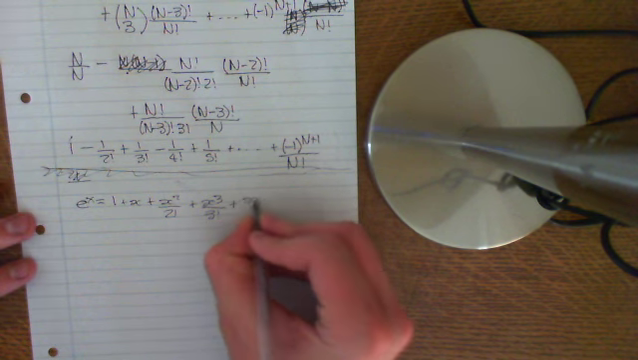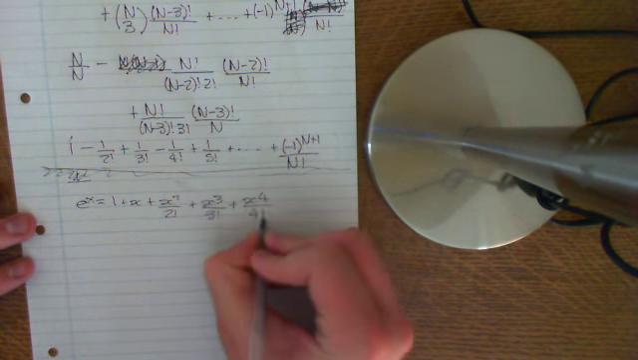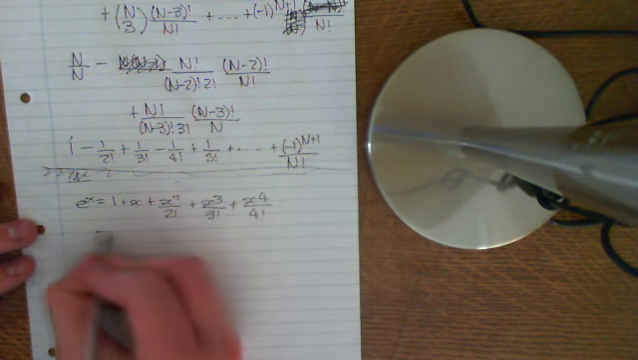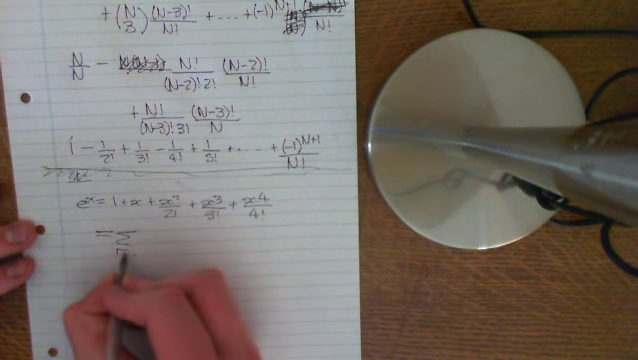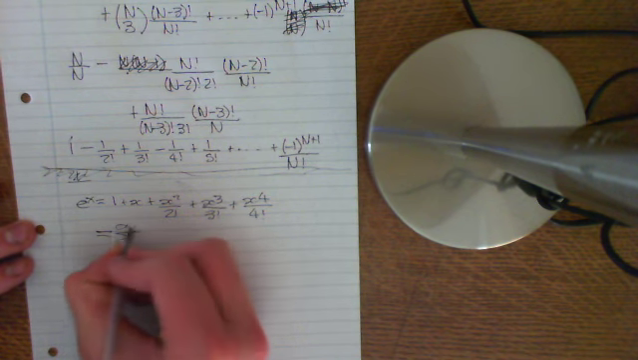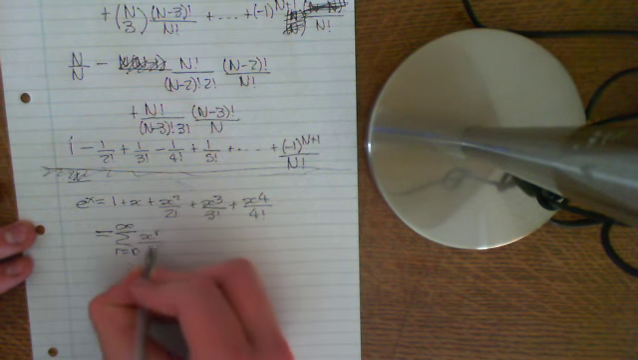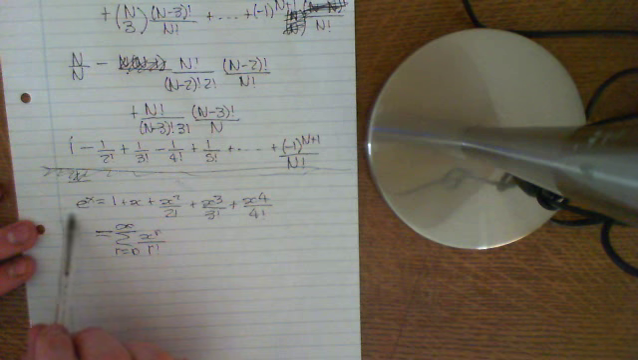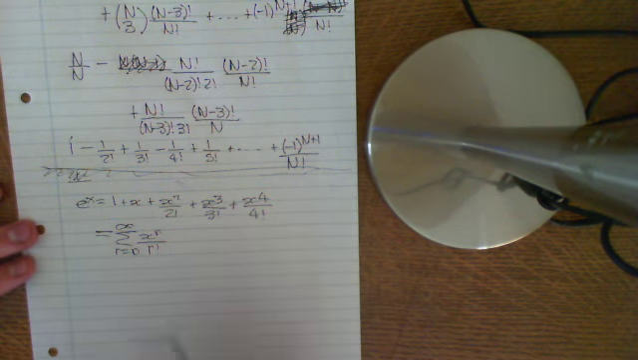Plus x to the 4 over 4 factorial, and then it goes on and on and on, for instance. So it's actually the sum from r equals 0 to infinity of x to the r over r factorial, so the limit of the partial sums. And this converges on the whole real line. And I believe, yes, it does. I think it converges on the whole complex plane, in fact.